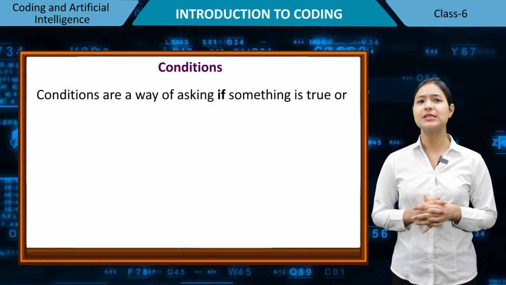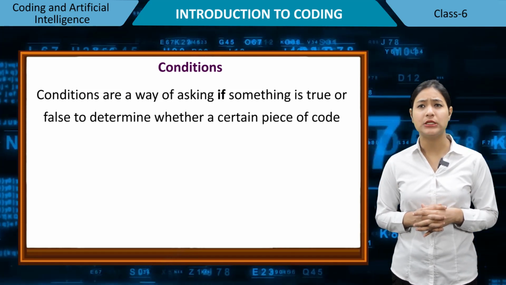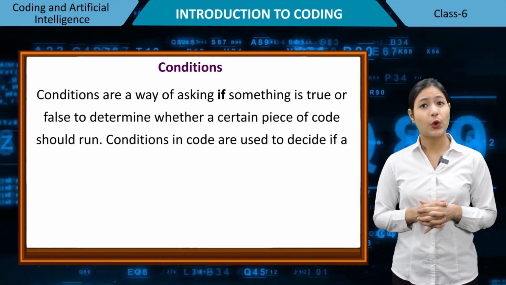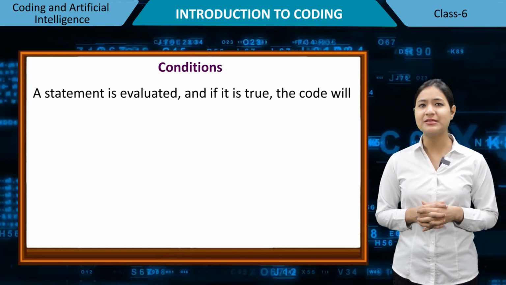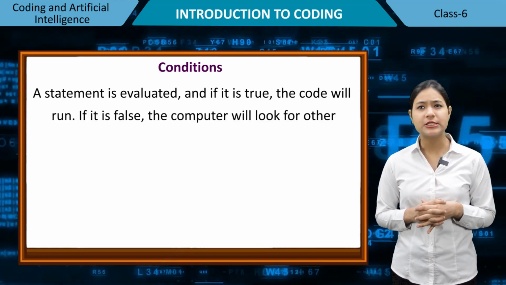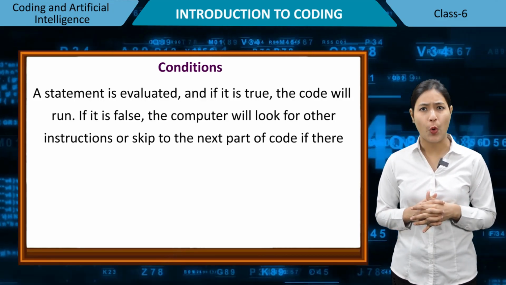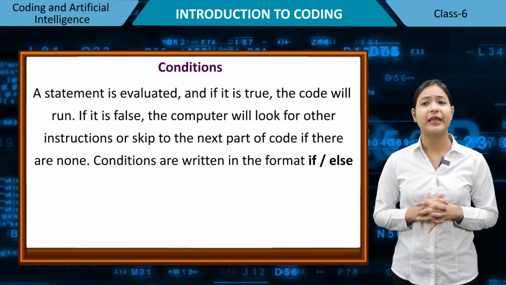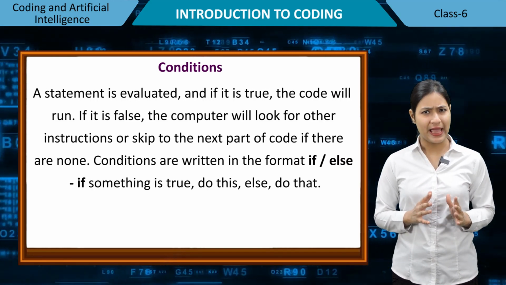Conditions. Conditions are a way of asking if something is true or false to determine whether a certain piece of code should run. Conditions in code are used to decide if a portion of code should run. A statement is evaluated, and if it is true, the code will run. If it is false, the computer will look for other instructions or skip to the next part of code if there are none. Conditions are written in the format if or else. If something is true, do this, else do that.